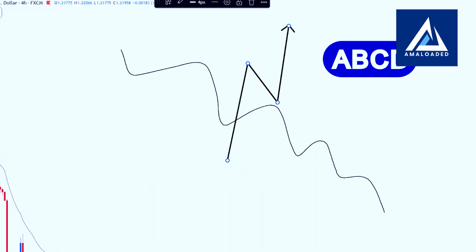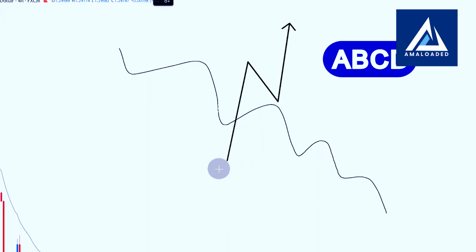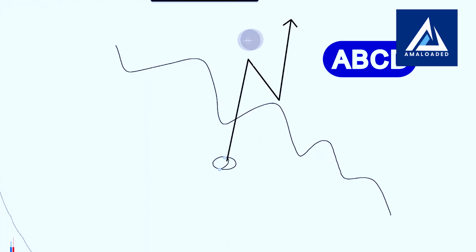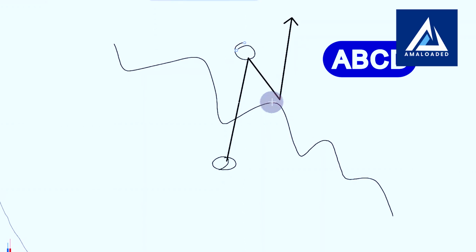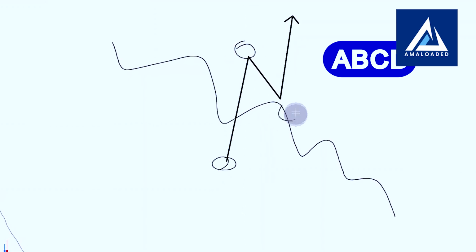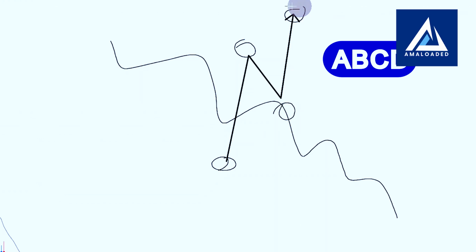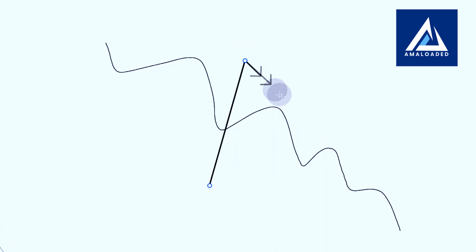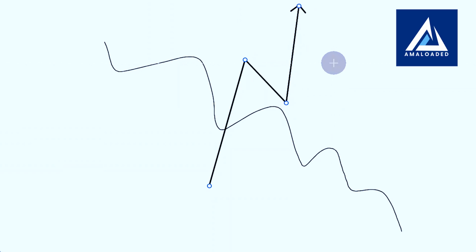You have to ensure that the price action forms something like this, from this point as A, this point as B, then this point as C, then this point as D. When you're able to establish this A, B, C, D pattern, that is a confirmation that the buyers are now ready to switch the market phase to uptrend.